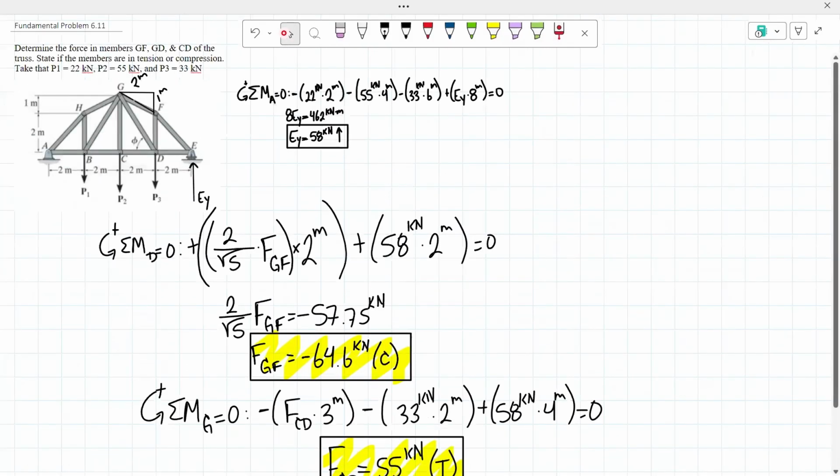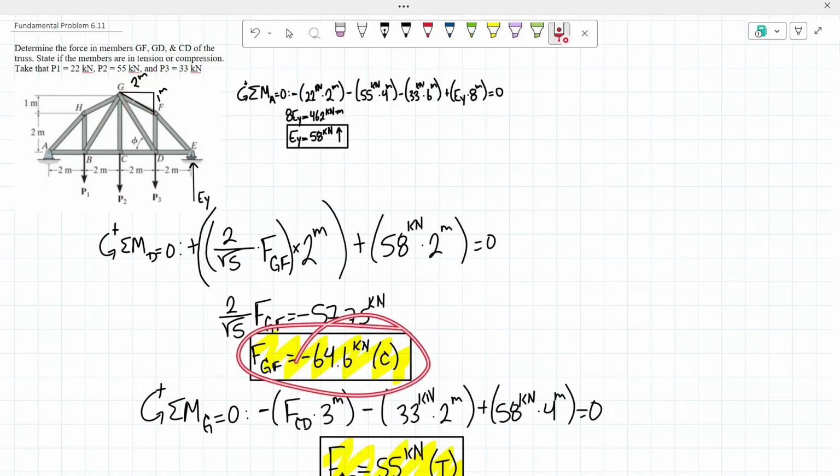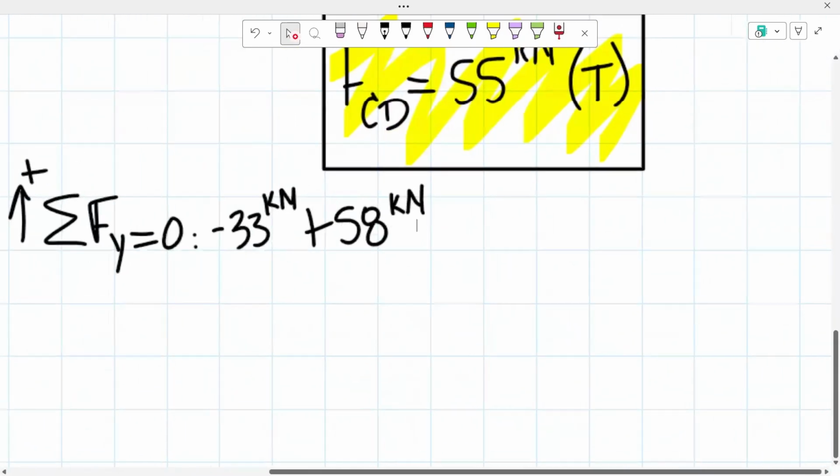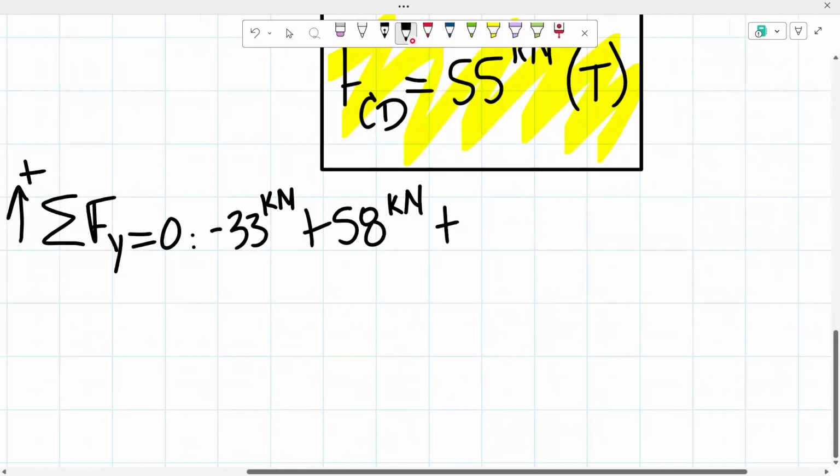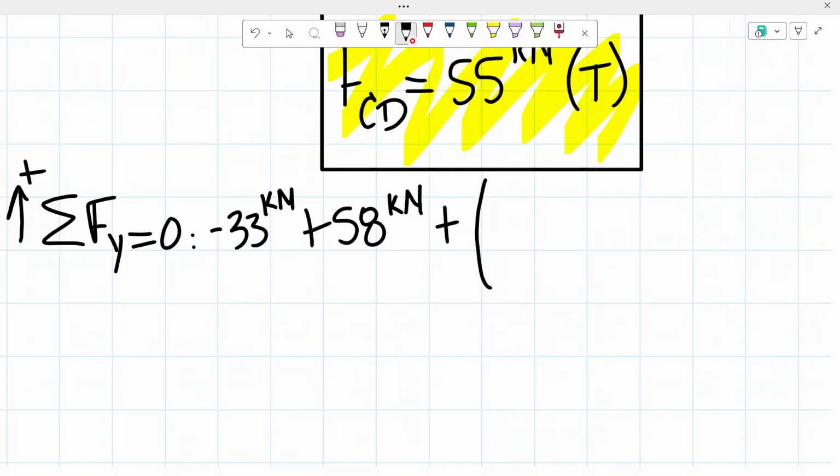And since we assumed that it was going to be in tension, for us, it's going to be going upwards. But don't worry, we know that it's actually in compression, but this negative sign will already deal with that, with us guessing incorrectly. So we have a positive force of 1 over the square root of 5, since we're dealing with the vertical component of it, times the negative 64.6 kilonewtons.